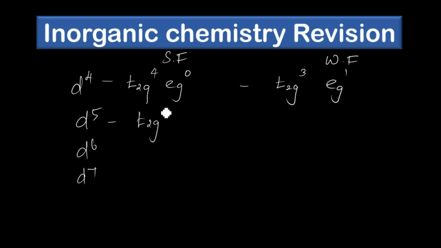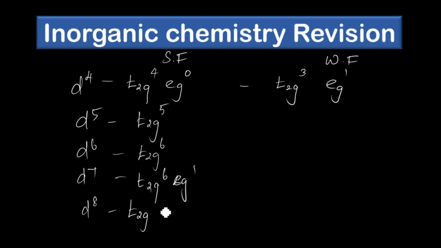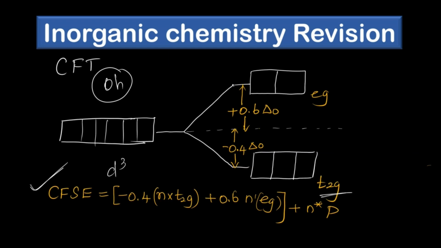So T2G5, EG0, T2G6, T2G6, EG1. So up to 6 you have to be careful. That is about our CFT.